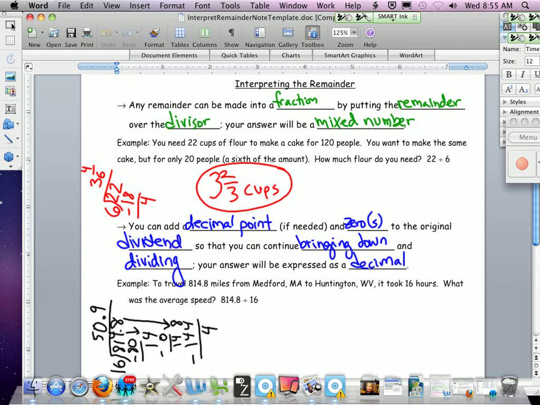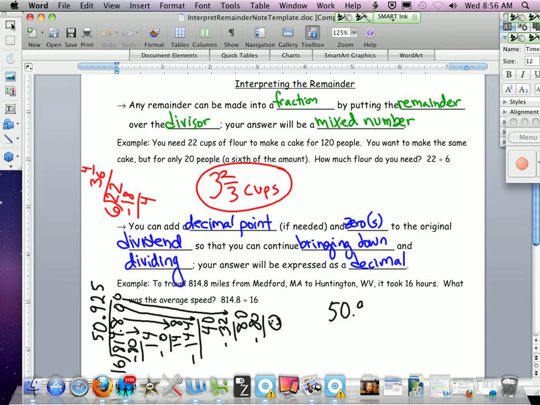9 times 16 is 144. Then I subtract and I get 4. At this point I don't have any more digits to bring down, so this is where I'm going to tack on another 0. 16 goes into 40 2 times. That's 32. Still didn't work out evenly, so I'm going to tack on another 0 to bring down. 16 goes into 80 5 times. Hurrah! I finally had it work out evenly.